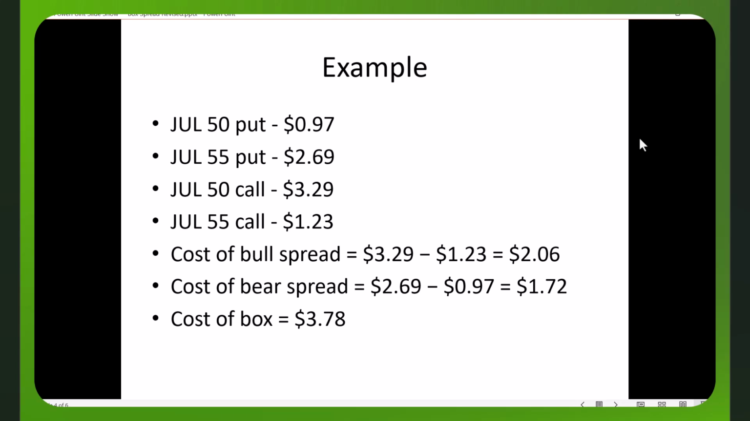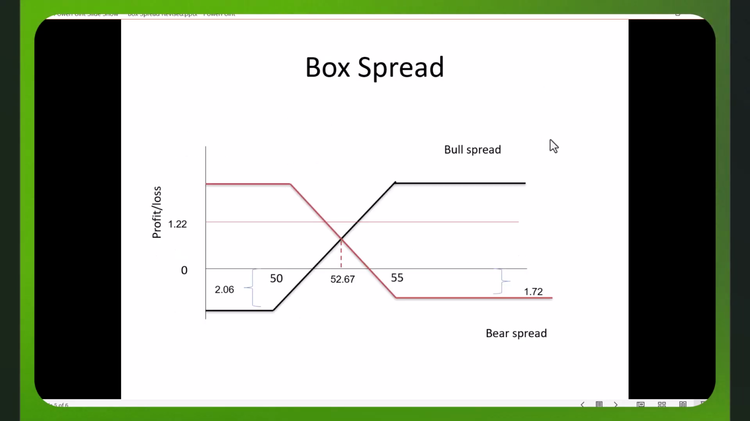The cost of the bull spread is just going to be the cost of the call that we're long minus the call that we're short, or in this case, $2.06. The cost of the bear spread is the cost of the long put, $2.69, minus the short put of 97 cents, or $1.72. And if you add those two together, you get a cost of the box of $3.78. And this is what it will look like.